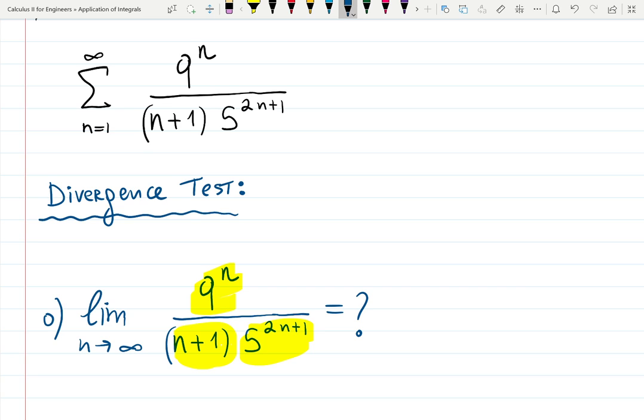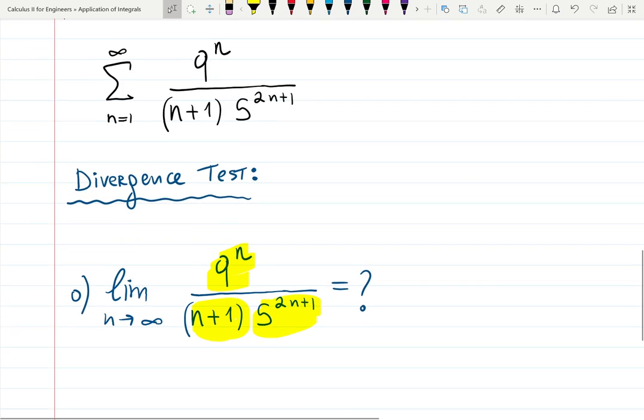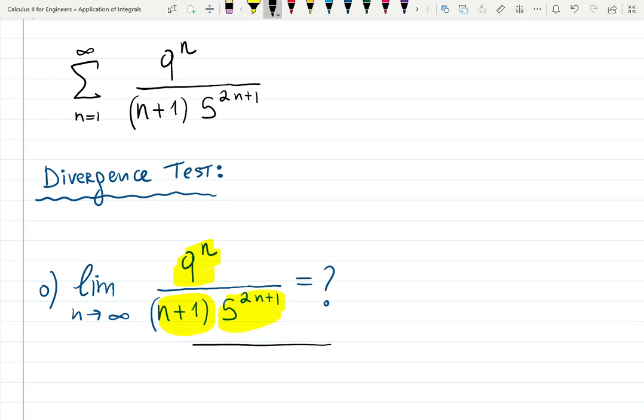If the top is faster, then everything is infinity. If the bottom is faster, then everything is 0, or maybe something different. This is the case when the divergence test does not help at all, so we're actually going to proceed with the ratio test.